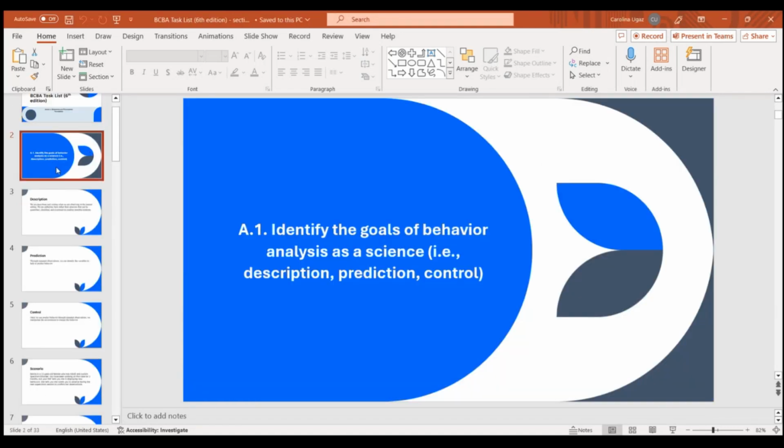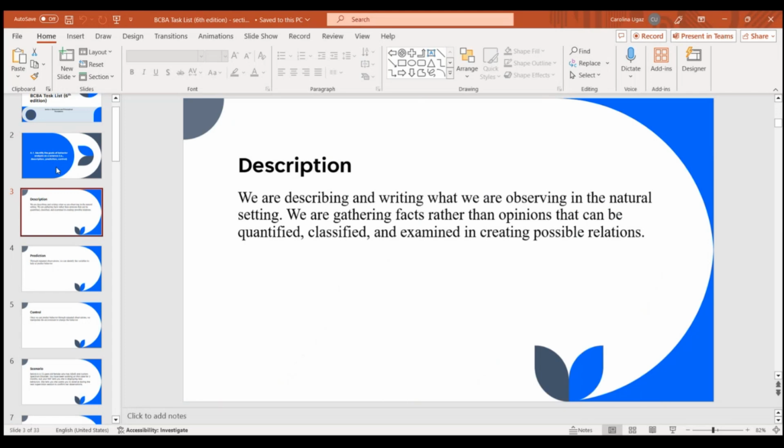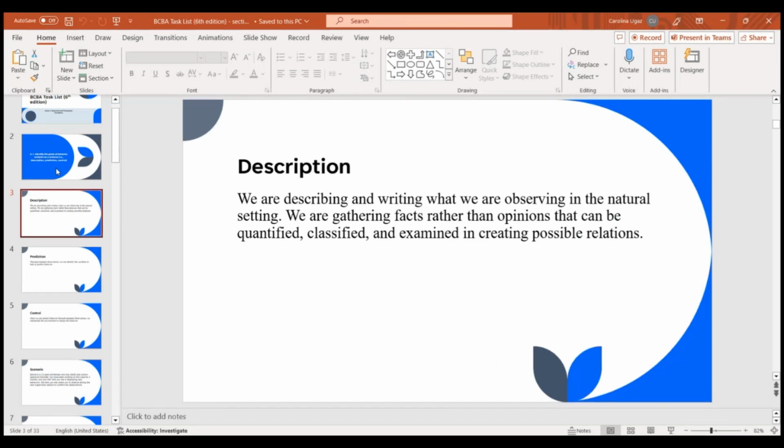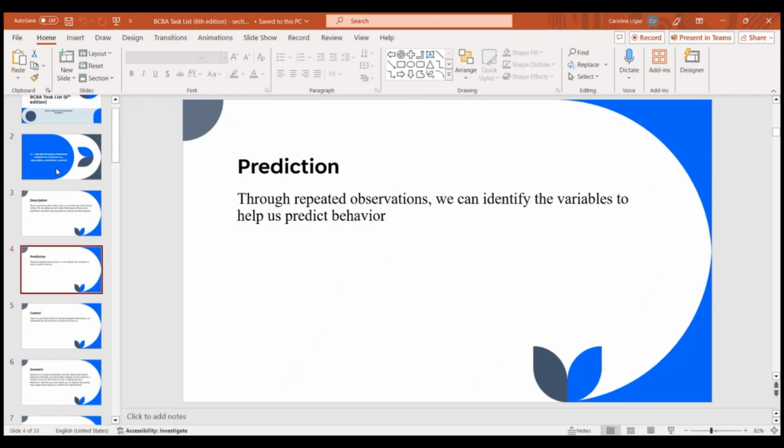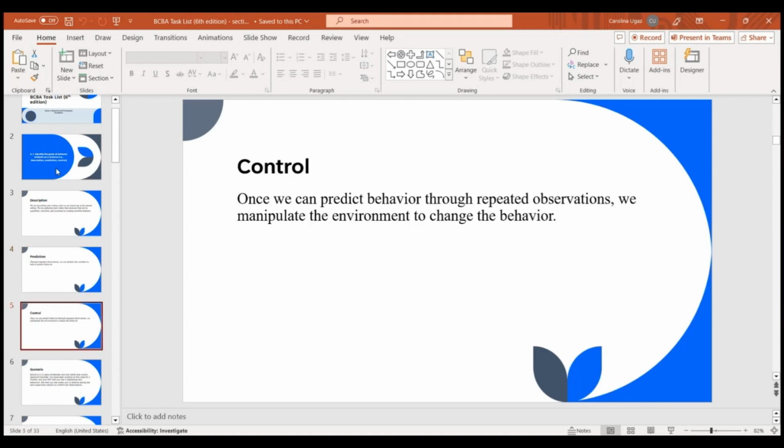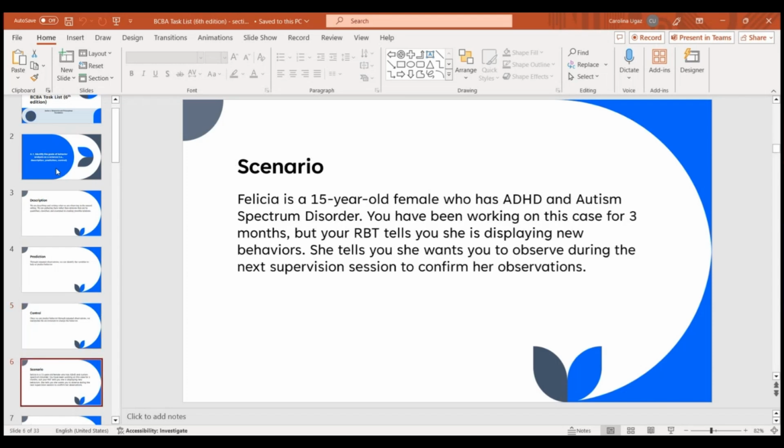So we'll start with identifying the goals of behavior analysis as a science, which is the same as the fifth edition. Perfect, very good. Prediction. Through repeated observations, we can identify the variables to help us predict behavior. Very good. Control. Once we can predict behavior through repeated observations, we manipulate the environment to change the behavior. Excellent.